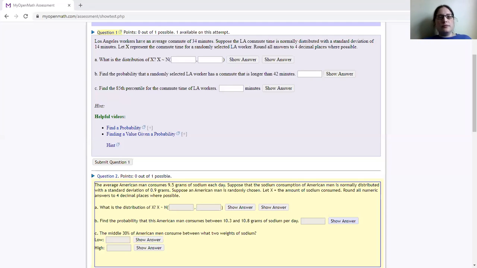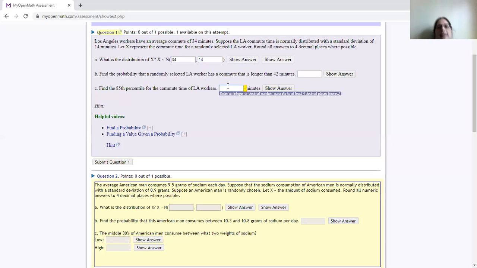Share screen, my open math. So, Los Angeles workers have an average commute of 34 minutes. Suppose it's normally distributed with a standard deviation of 14 minutes. So we know what the distribution is. Mean 34, standard deviation 14.